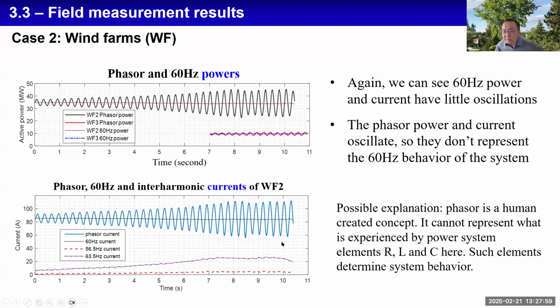What is the implication? My preliminary explanation is the following. Phasor is a human-created concept. You multiply voltage and current phasors, you get this oscillating phasor power. But this doesn't necessarily represent what is experienced by actual system elements, R, L, and C. Such elements actually determine system behavior. The system behavior happens to be steady state 60 Hz power. I need to spend more time to figure this out.